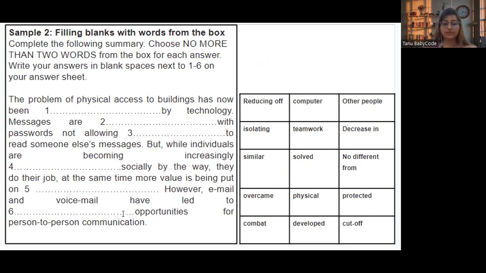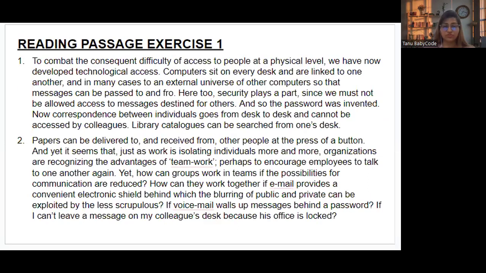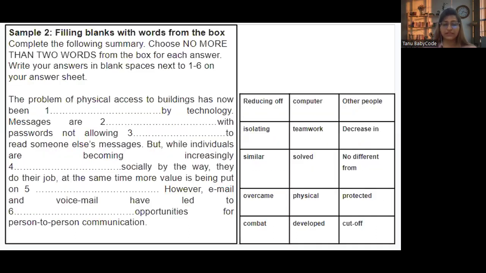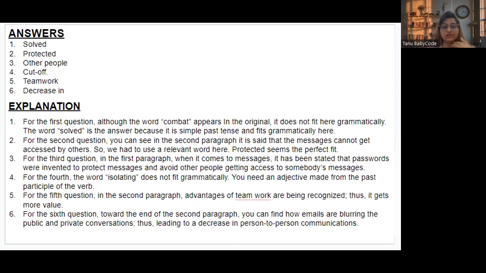Email and voicemail have led to dash opportunities for person-to-person communication. So here, see the communication is reduced, right? Possibilities reduced because of email and because of voicemail. So they have led to reducing of opportunities, or decrease in opportunities. So grammatically, decrease in is correct. So you can check all your answers and check the explanation also.